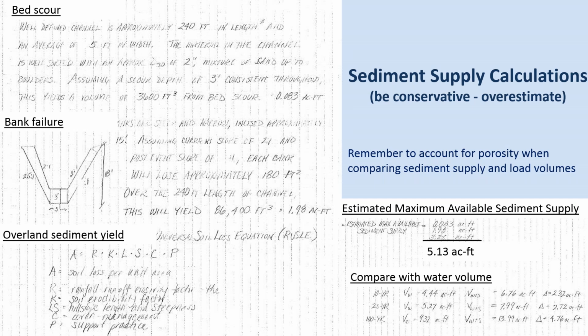But you can apply this equation and give yourself an estimate of sediment yield. So then what you want to do is add all these up. And in this particular case, you might estimate that the supply is around 5 acre-feet or so. Then develop your hydrology and compare with the water volume.